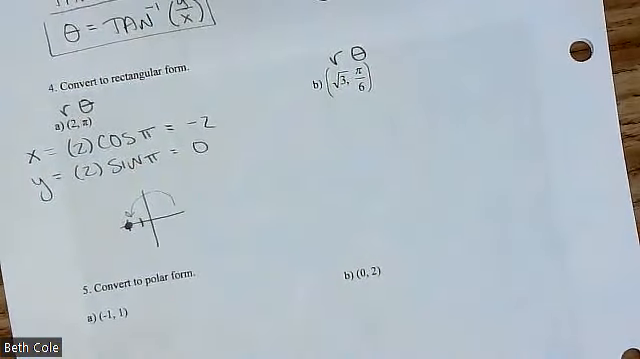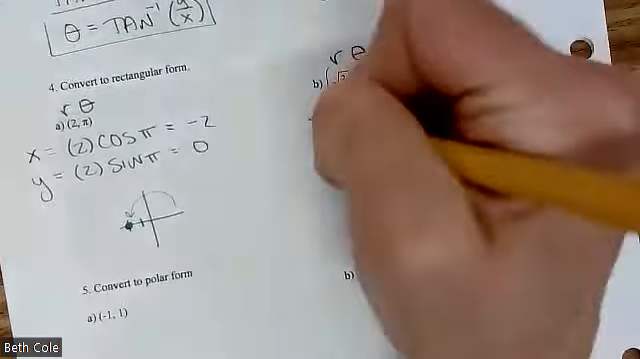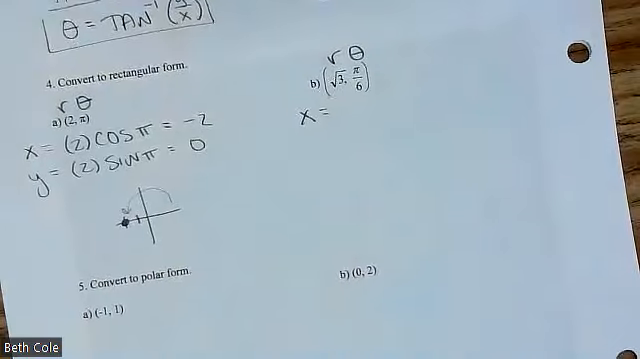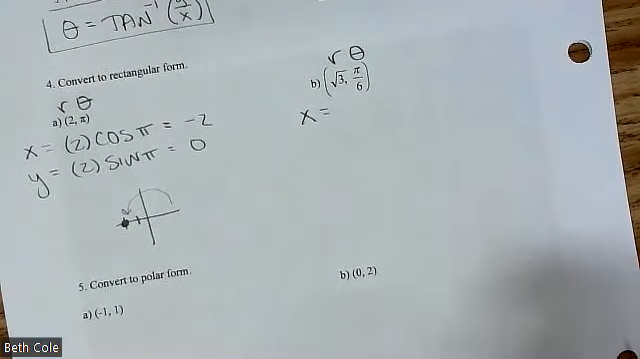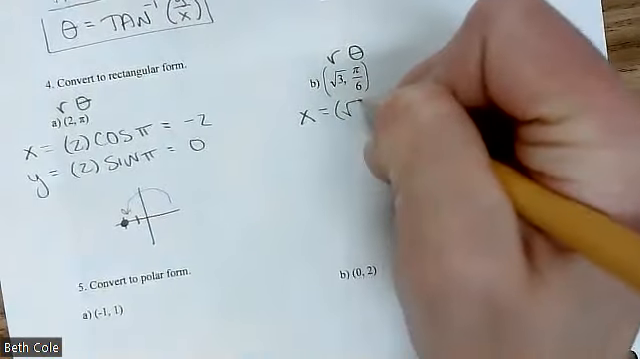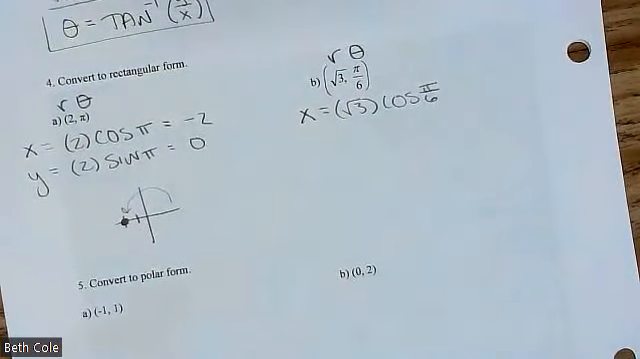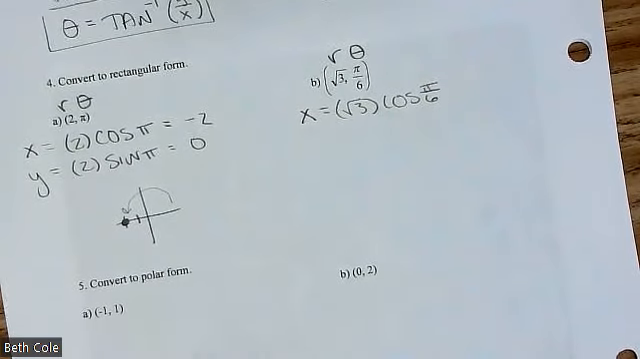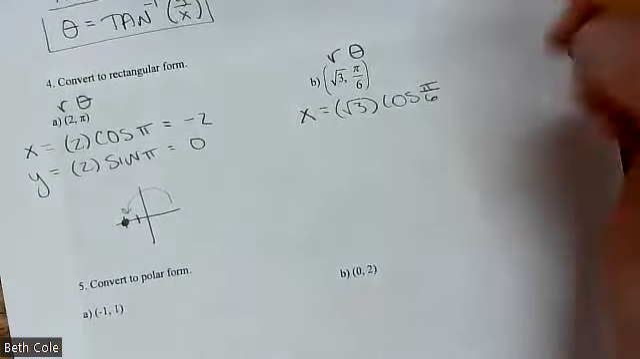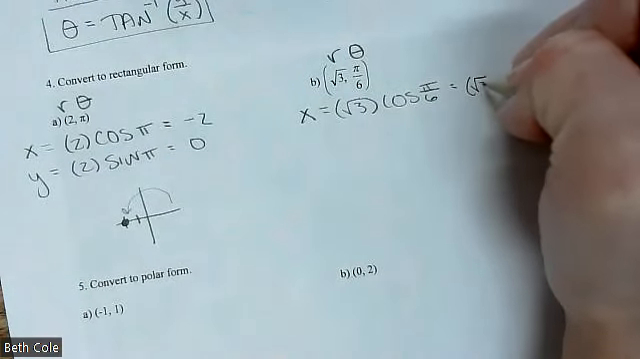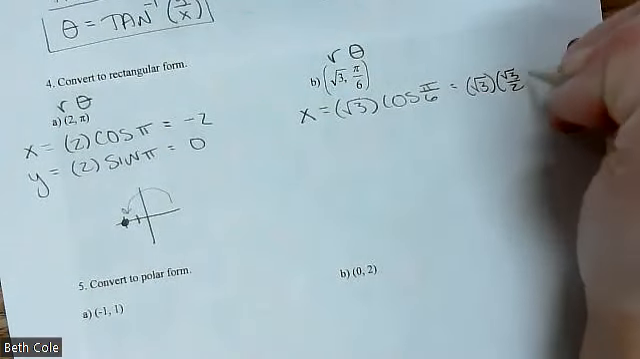Okay, let's try it again. So this is r, this is theta. This one's going to be a little bit messier because I stuck a square root in there. So x would equal what? How would we set that up? Good. Square root of 3 cosine pi over 6. And then all you have to do is remember everything from pre-calculus. So what's cosine pi over 6? Good.